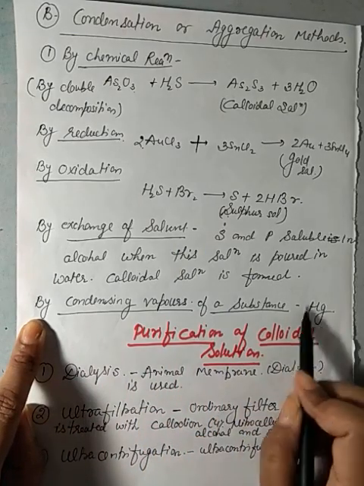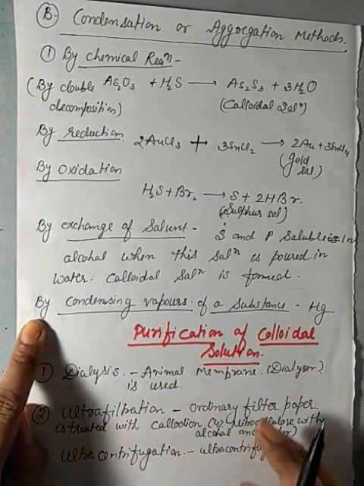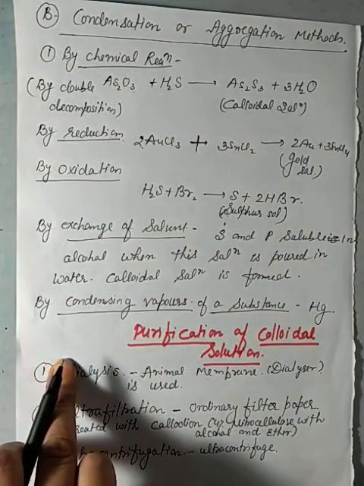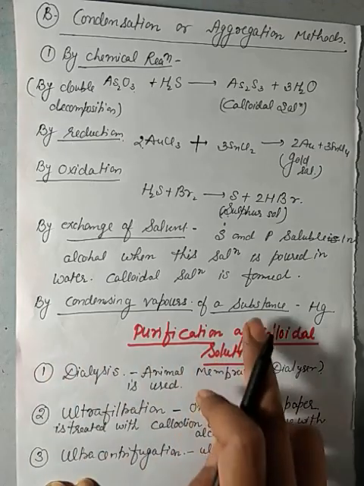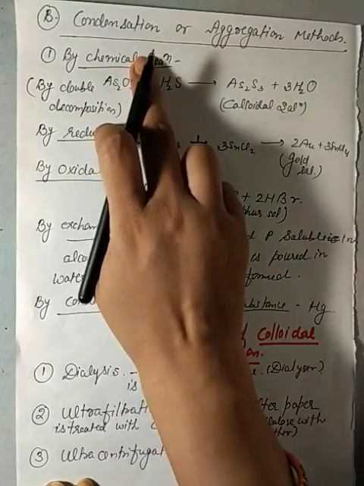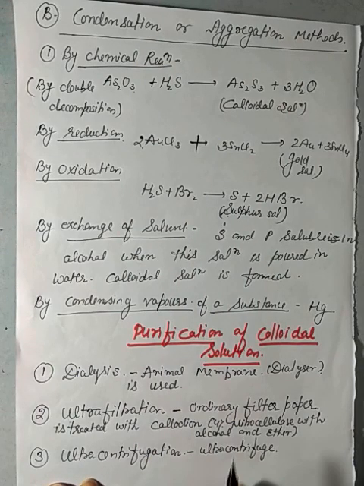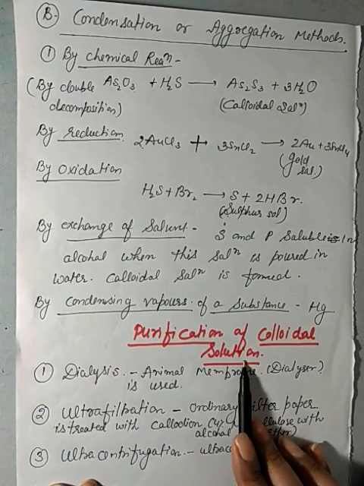For example, if mercury is condensed, then it can convert to the mercury sol. So these are the methods by which we can prepare a colloidal sol, and these are the condensation methods. Now we'll come to the next topic, that is purification of colloidal solution.